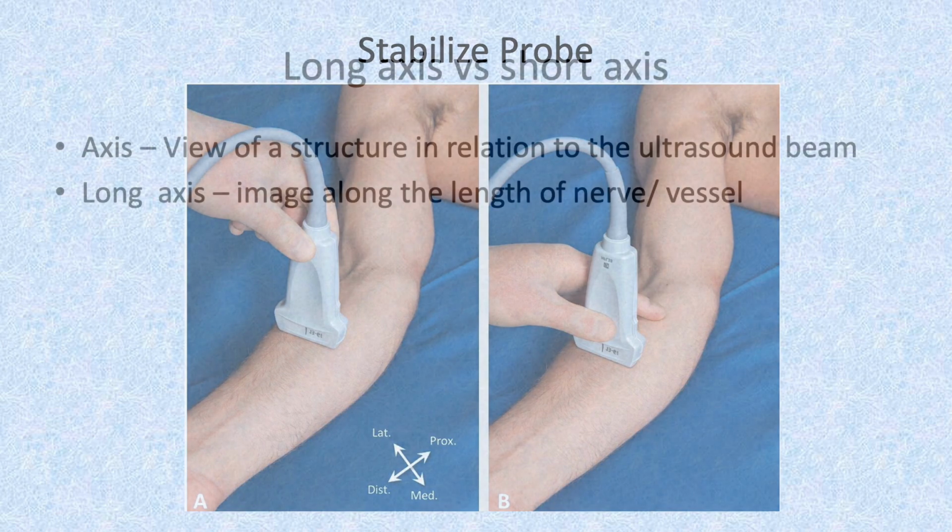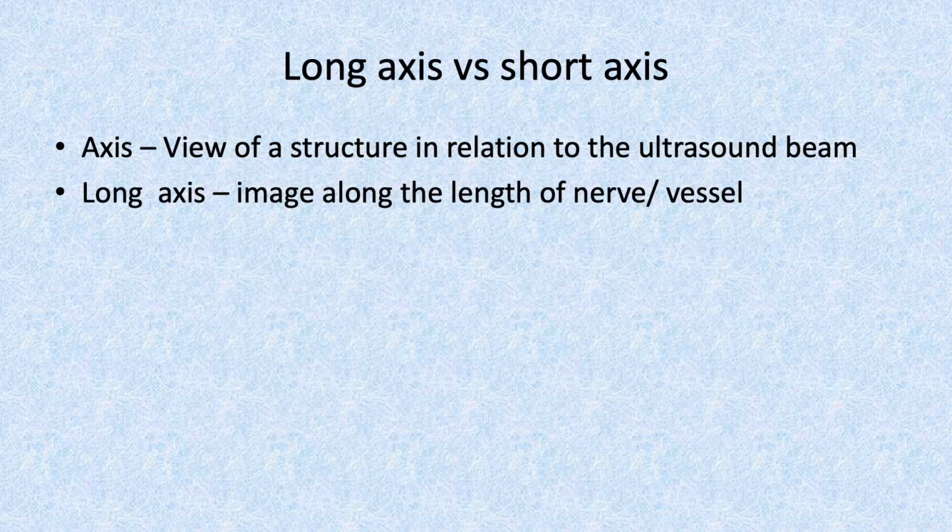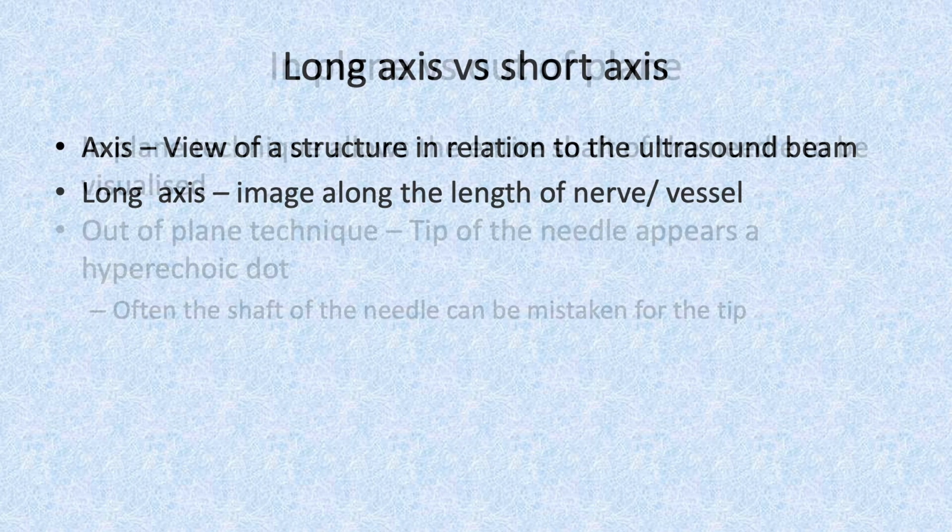Okay. So long axis versus short axis. Axis just means the view of the structure in relation to the ultrasound beam. Long axis means you scan the image along the length of the nerve or the vessel. Usually for nerve block, we do short axis. For a blood vessel, where you want to cannulate, like the internal jugular vein, you can do long axis or short axis. But for nerve, usually it's short axis view.